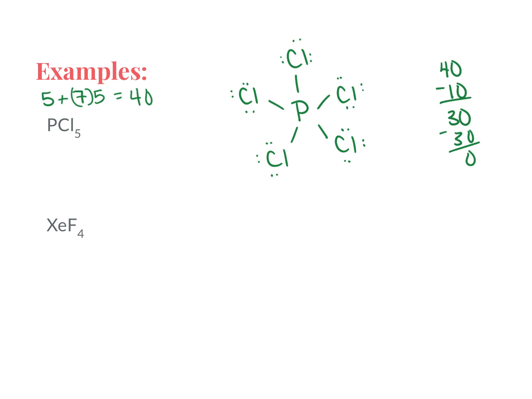Okay, let's do one last one. XeF4. How many valence electrons in Xe? It'll have 8. How many in fluorine? 7, and there's 4 of them, so how many total? 36 total. Which one is going to become your central atom? Xe. Xenon goes in the middle. The fluorines are going to go on the outside.